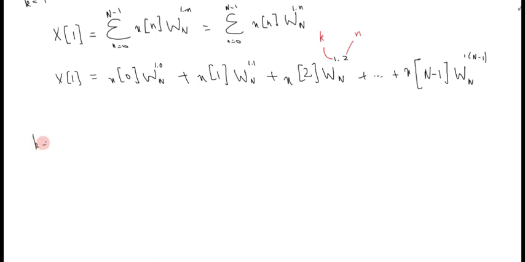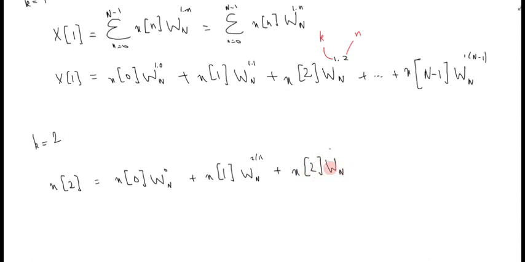Similarly, for k equal to 2, the expression will be equal to x of 0 W N raised to power 0, plus x of 1 W N raised to power 2 into 1, plus x of 2 W N raised to power 2 into 2, plus so on to x of N minus 1 W N raised to power 2 into N minus 1.